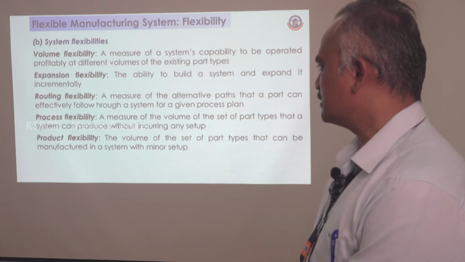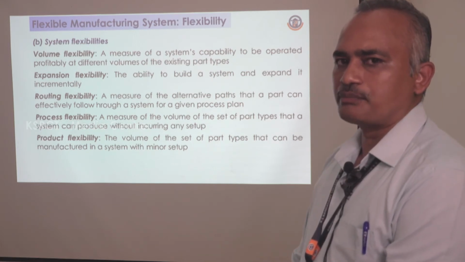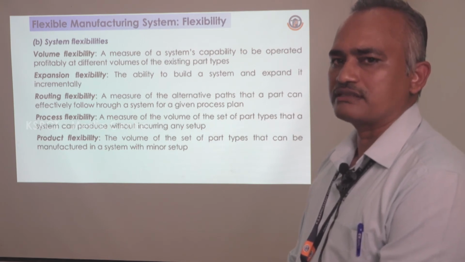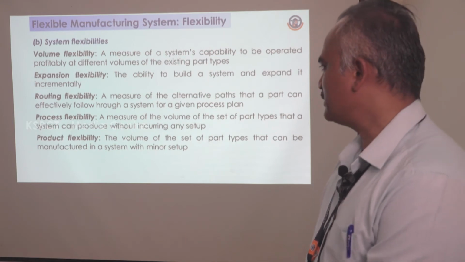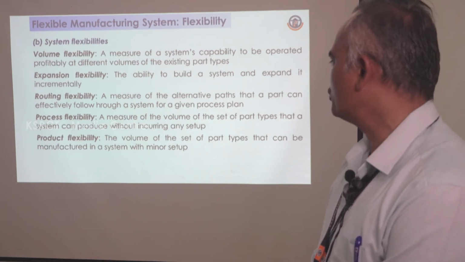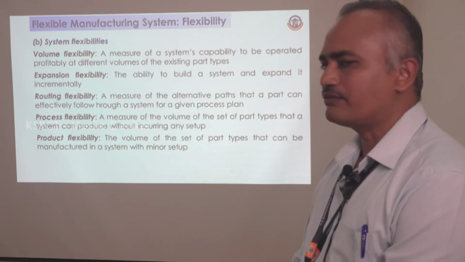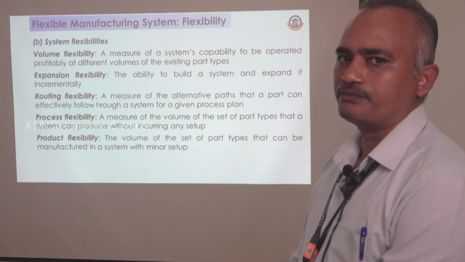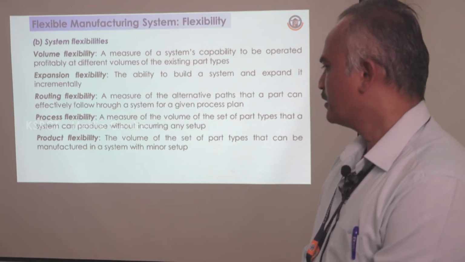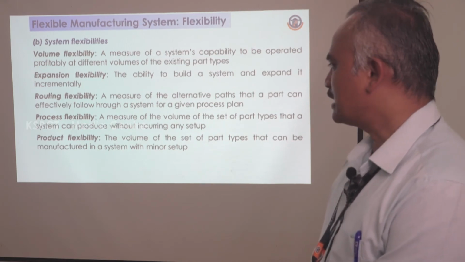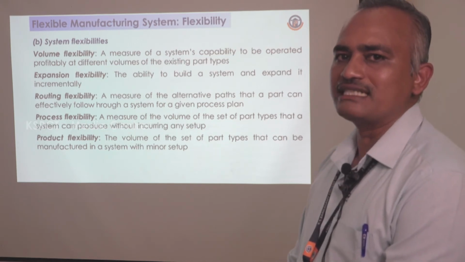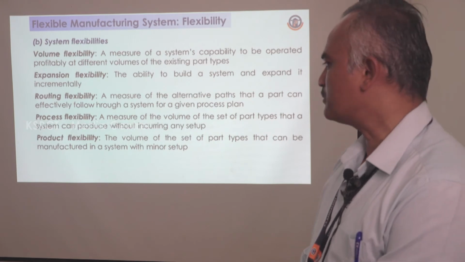Then process flexibility. Some components or products can have different processes, in a certain order: process 1, process 2, process 3, and so on. With process flexibility, we have flexibility in setting up different volumes of part types, and can produce without disturbing the existing setup. And the last one is product flexibility. A volume of setup parts can be manufactured in a system with minor setup, so it may be a small change in the existing system. The system can accommodate the change.